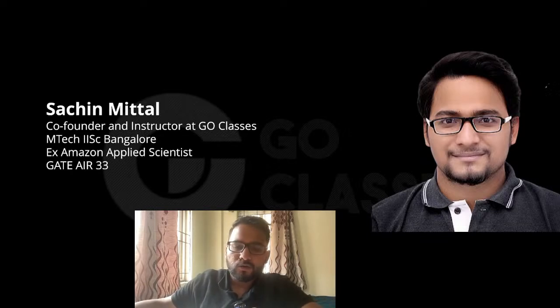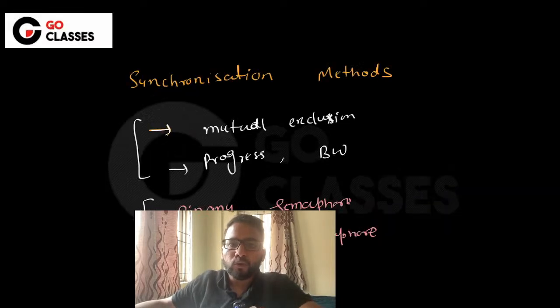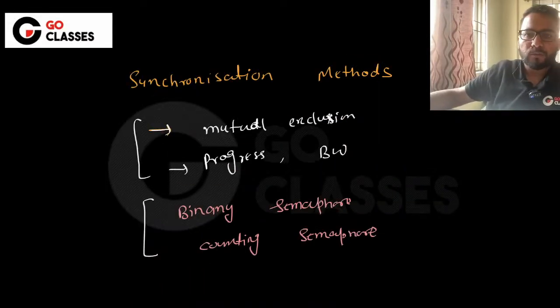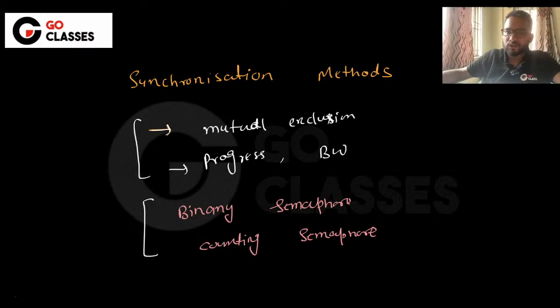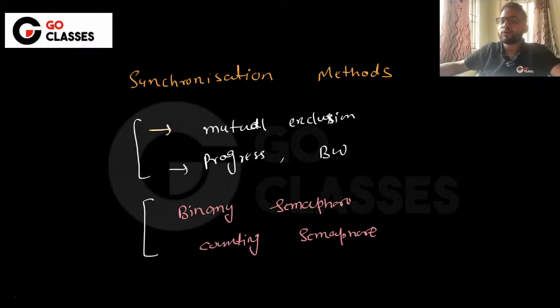Okay. Let's just get started with our discussion today. So today we are going to discuss a few of the topics, which are mutual exclusion, progress, bounded waiting. I mean some of the synchronization methods. So what are the requirements of the synchronization, right? And how we can achieve the synchronization. So these are the requirements that we want.